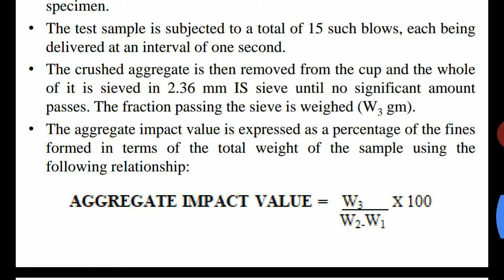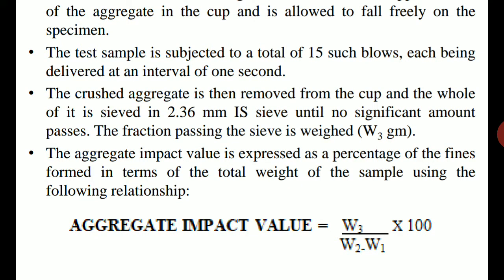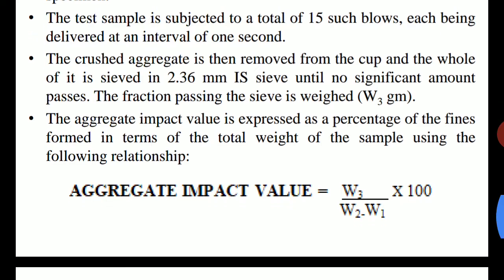Okay, so we got W1, W2, W3, and then we will calculate the aggregate impact value, that is W3 divided by W2 minus W1, into 100. Here W3 is the weight of the aggregate passing through the 2.36 mm IS sieve, W2 is the weight of the aggregate plus the empty cylinder, and W1 is the weight of the empty cylinder.